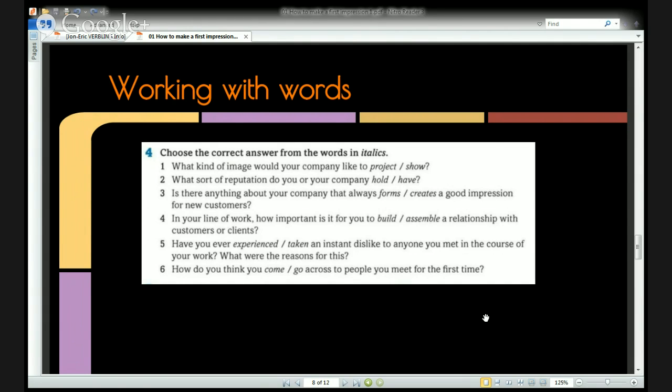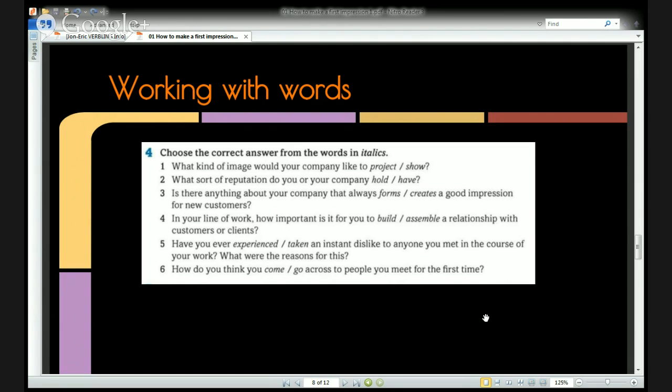Okay, and Carmen, the last one, number 6. How do you think you go across to people you meet for the first time? How do you think you come across, in other words? How are you perceived by others? So come across or go across? How you come across to people? How you go across? I don't have any idea. Well, if you're being perceived, that means your image is being received. Exactly. Come across. That's it. Right.